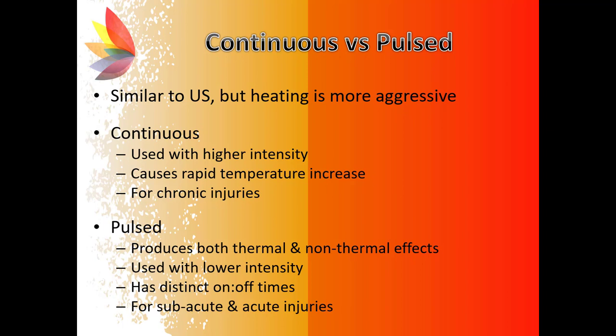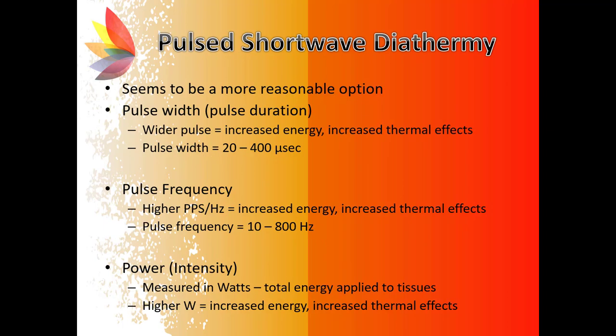Pulsed shortwave diathermy produces both thermal and non-thermal effects. We use a lower intensity and the machine has a distinct on and off time. This pulsed shortwave diathermy protocol is commonly used with subacute and acute injuries. Generally, in pulsed diathermy, the off time is considerably longer than the on time. Pulsed shortwave diathermy seems to be the best of both worlds at offering both thermal and non-thermal effects. Pulse width or pulse duration is the on time required for each pulse to complete its cycle.